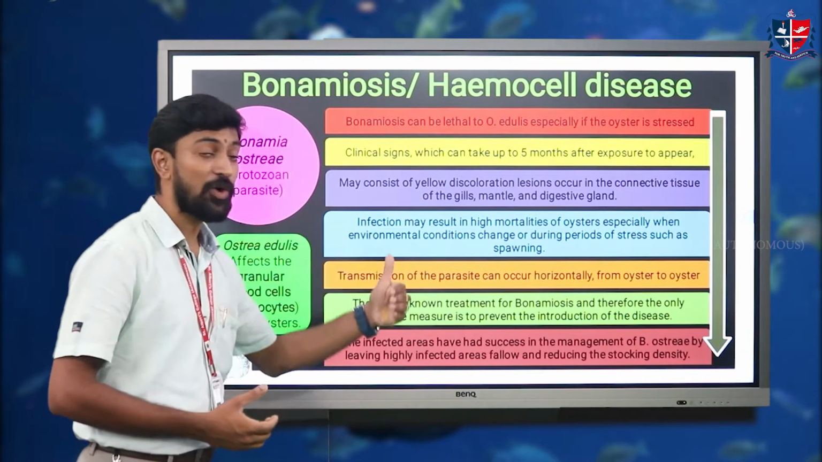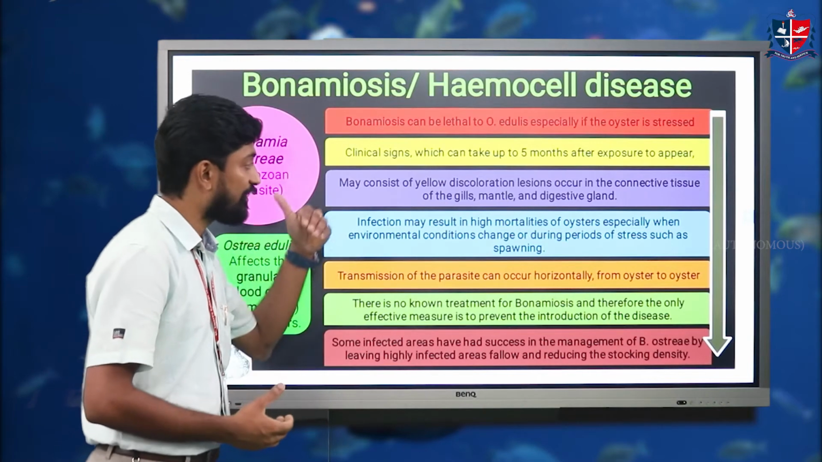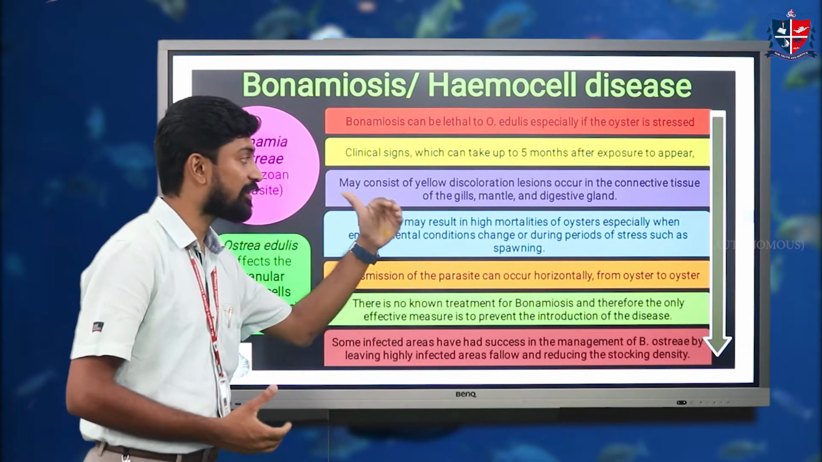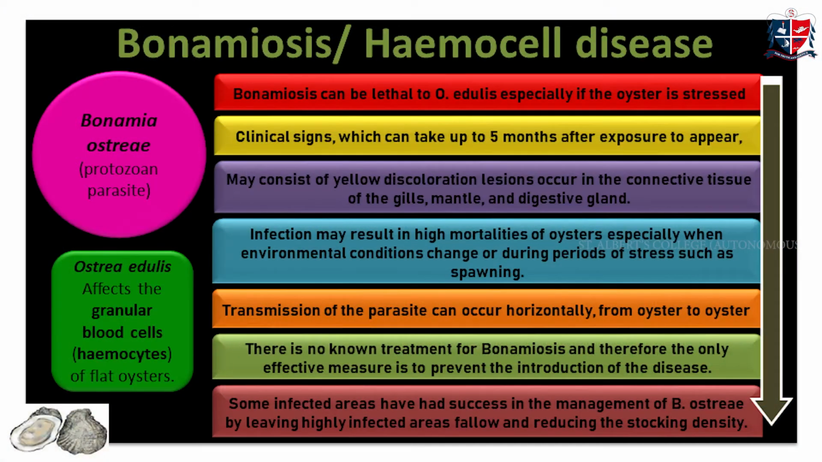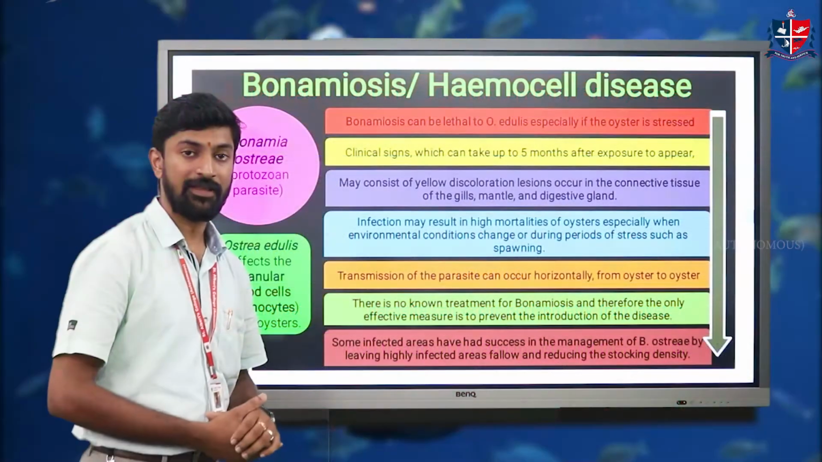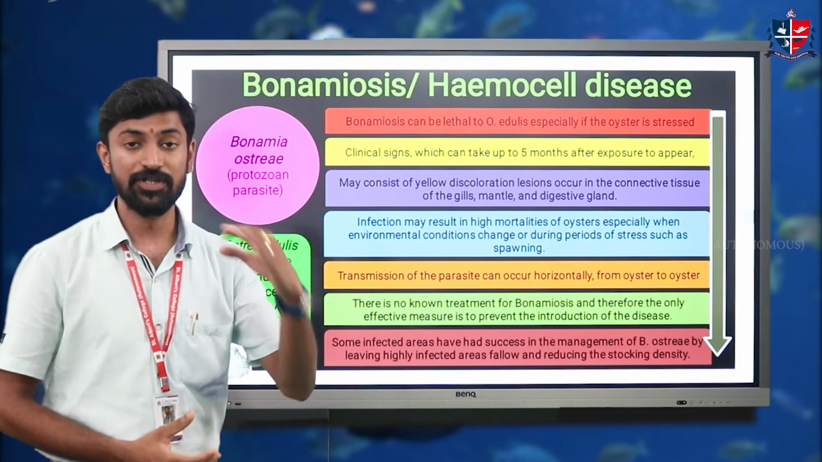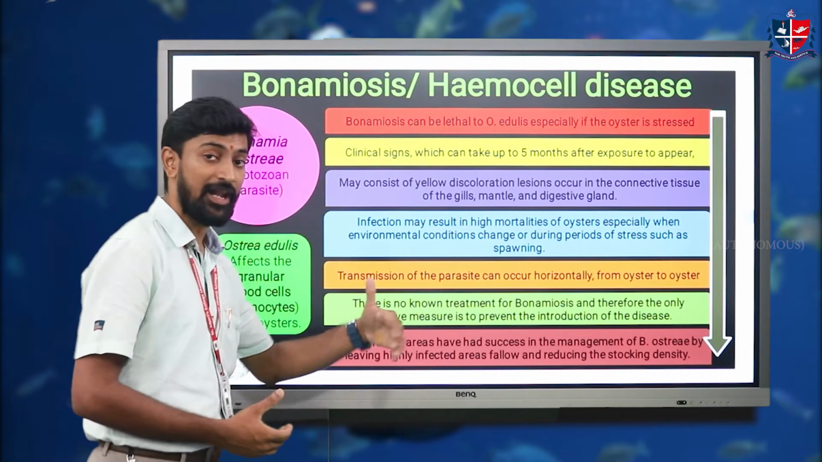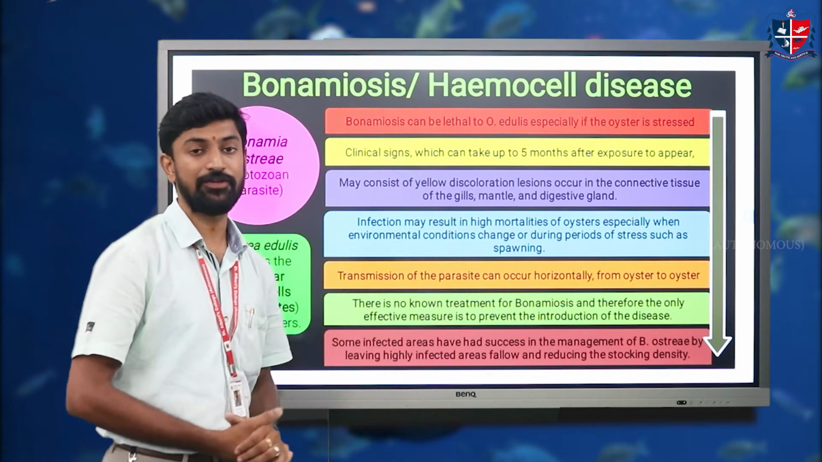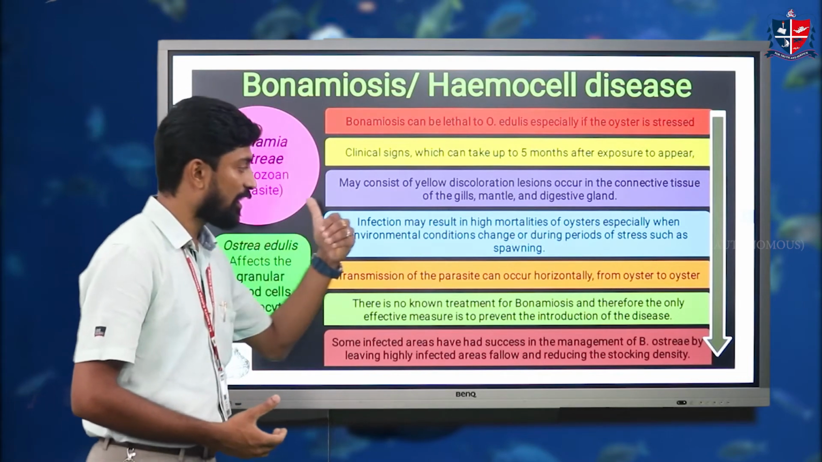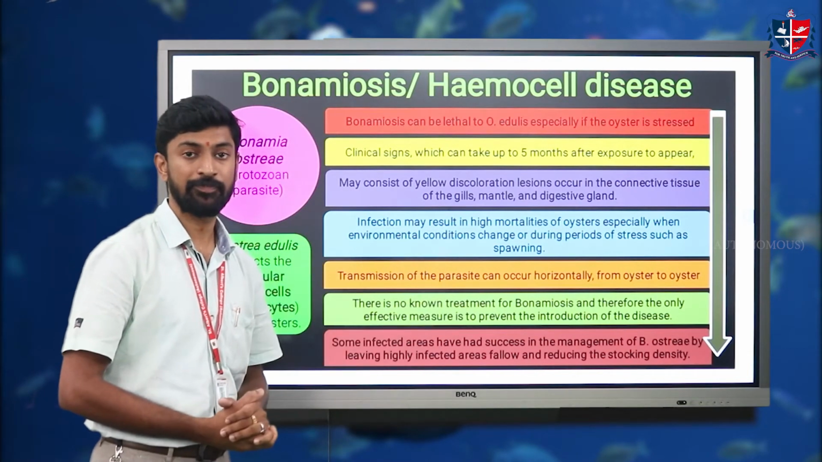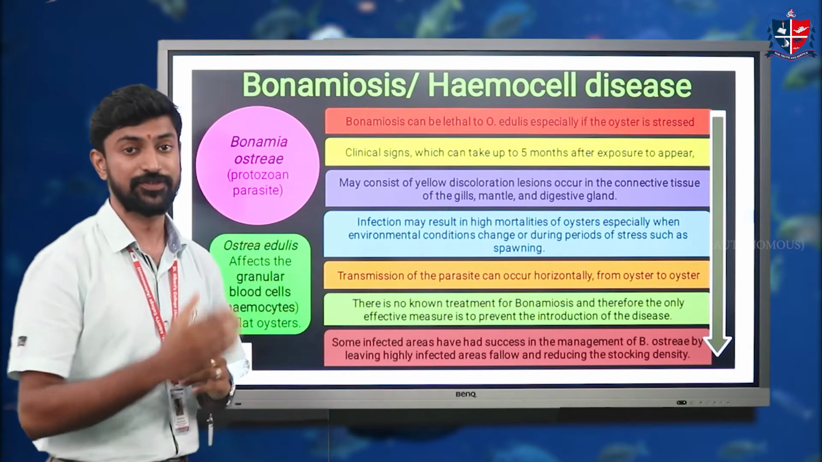Clinical signs may consist of yellow discoloration and lesions in the connective tissues of the gills, mantle and digestive gland. This is another clinical sign of bonamiosis. Then infection may result in high mortality if the parasite attaches to the host.